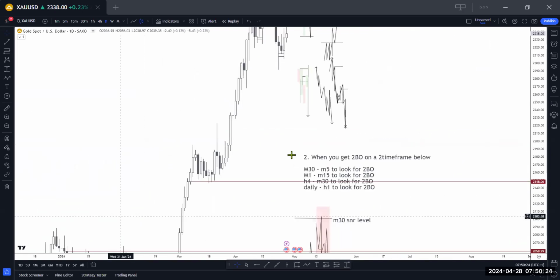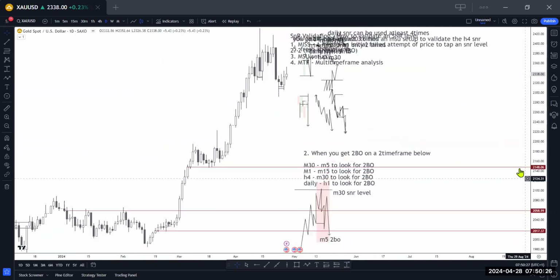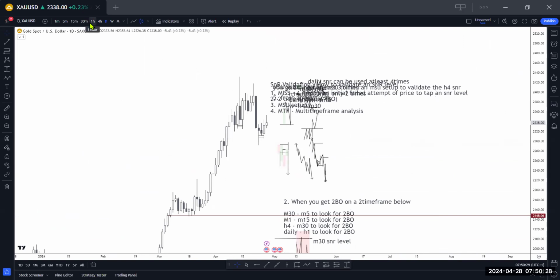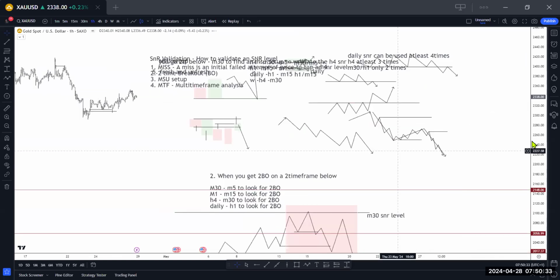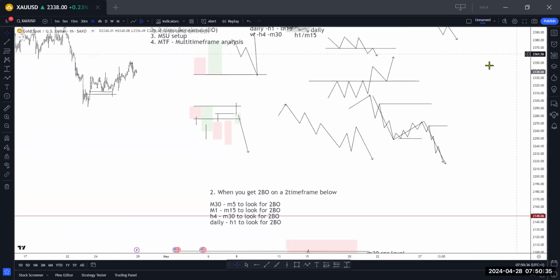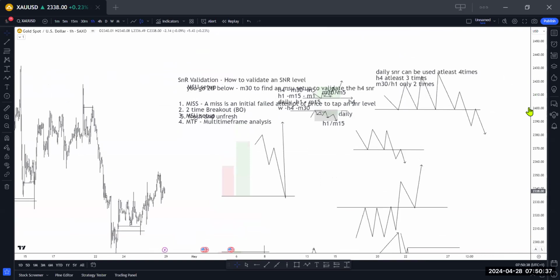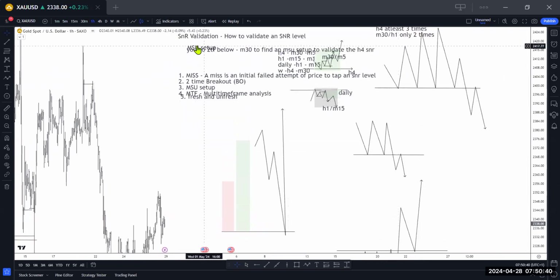Now, I want to point out a very important thing. For everything we've talked about, I'm still going to explain some of them over again. For example, I'm going to explain a miss very well. I'm still going to explain MSU setup. I'm going to explain fresh and unfresh as we go on, and then MTF. So these are languages you will see me use over and over again. And the more I use them, the better it is for you guys, because you can validate your SNR that way.